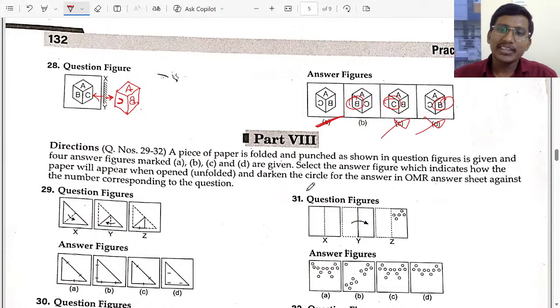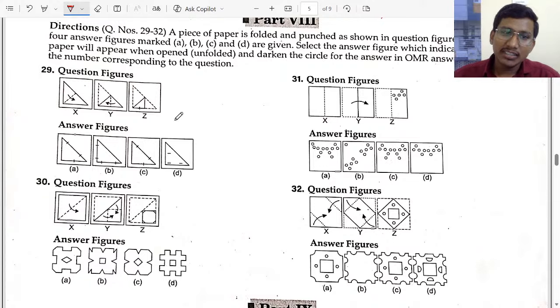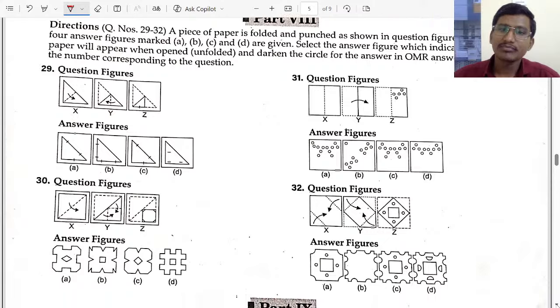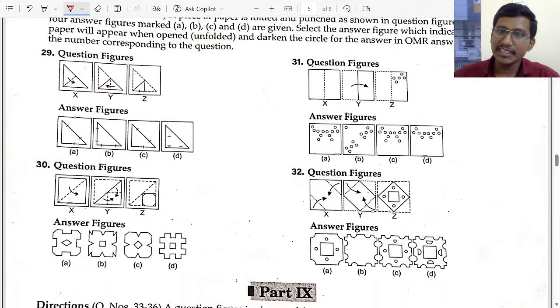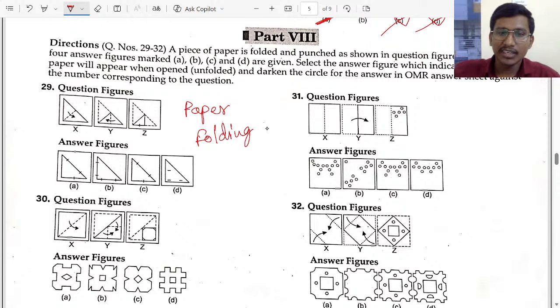So now part 8. Part 8 is what? Tell me. Paper folding and cutting. So part 8 is paper folding and cutting. Okay, you see the questions now.